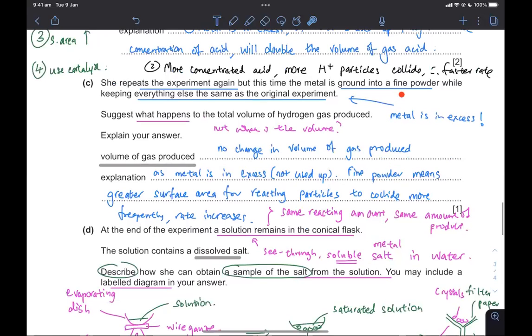Now the next experiment is surface area because this is using fine powder. So surface area increases. That means you get a faster rate of reaction, but the amount of product is still the same. They don't ask for the volume, they ask what happens to the volume. Therefore, no change in the volume of gas.